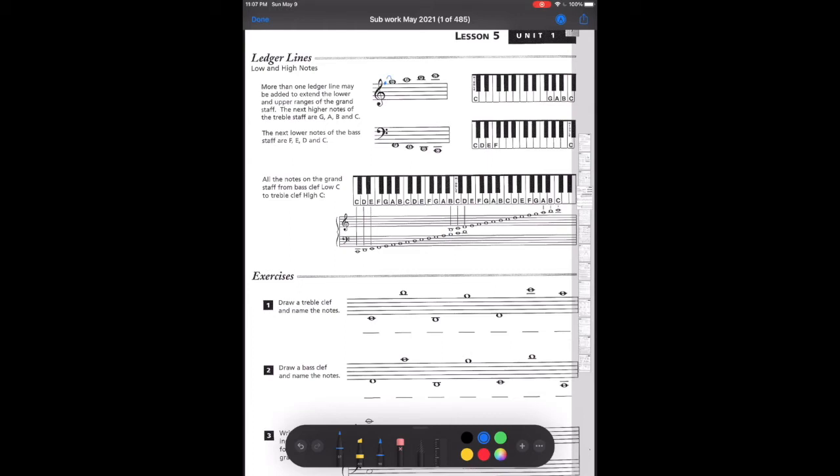I'll go up again to the immediate next line, which I had to create, ledger line, A. Go up to the immediate next space, B. I kind of keep that ledger line going on there. Move up again to the next created ledger line, C.